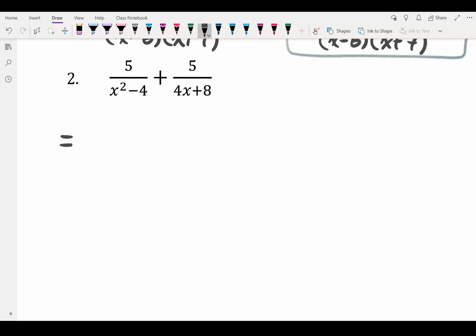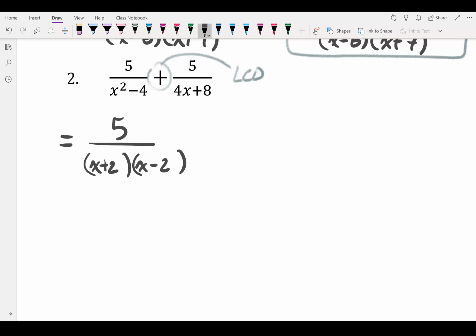What do we got? Let's factor this. It's an addition. We're going to need an LCD. Okay? Eventually we're going to need an LCD to work this out. But for now, let's try to factor. This is the difference of squares, x plus 2 and x minus 2. That's our first fraction.